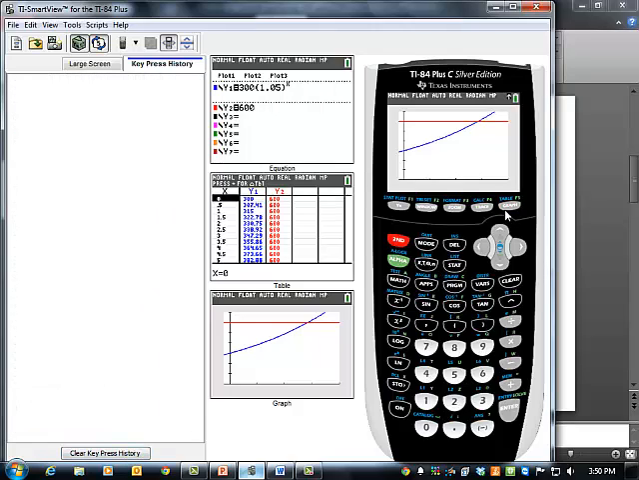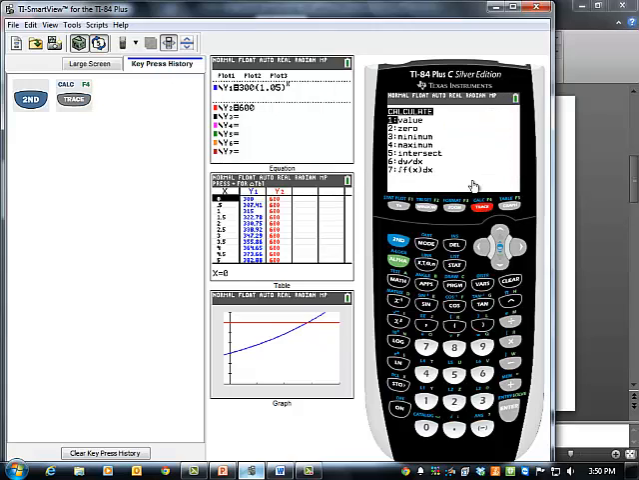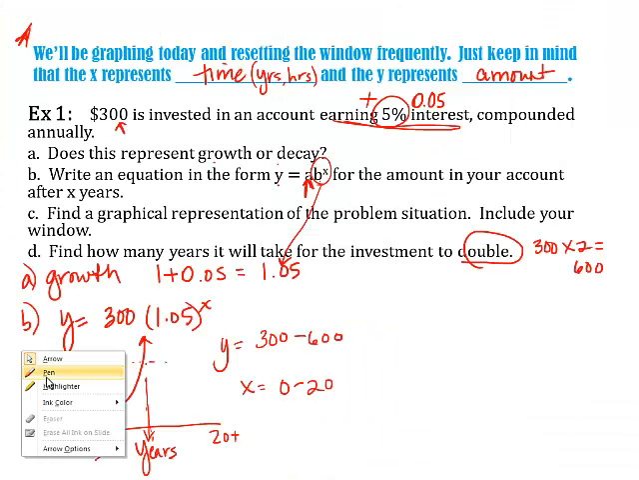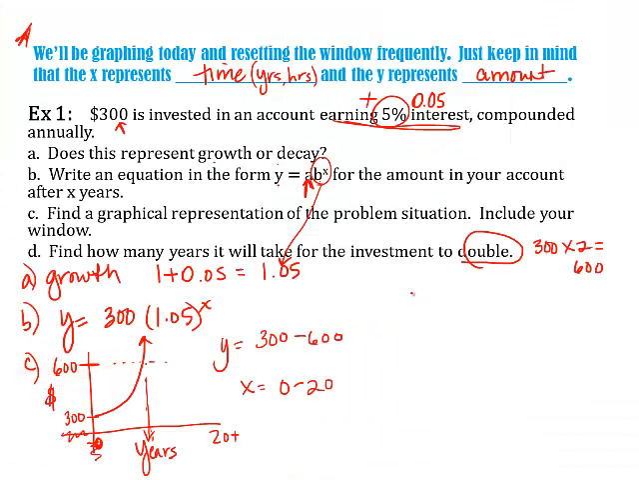You say second, trace, which gets you the calculation screen, hit number 5, intersect, and then you're going to hit enter 3 times. 1, 2, 3. And there's my intersection. So it says where x is 14.26, y is 600. So what does that tell me? That tells me that in 14.26 years, that's how long it's going to take to double my money. So from that graph, I know when y was 600, x was 14.26.